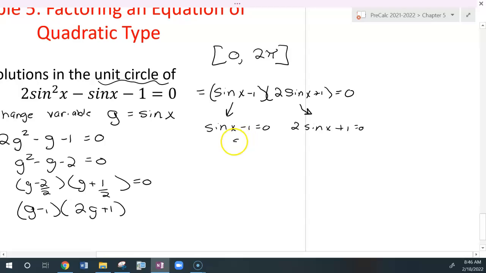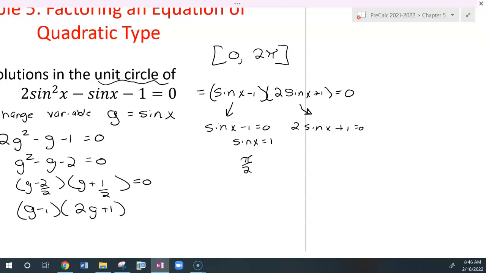Sine x equals 1. Go to my unit circle. Where does sine of x equal 1? That's going to be where y equals 1, and that's at pi over 2. Let's see if it's 1 anywhere else. I've got a -1 at 3 pi over 2. That doesn't count. So I just have pi over 2 for that one.